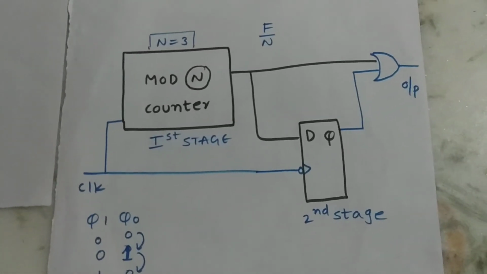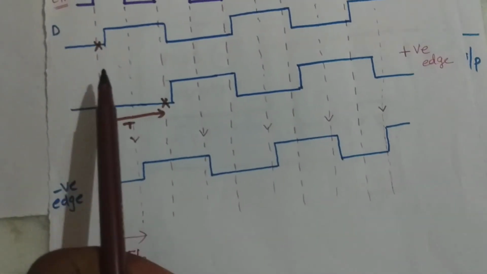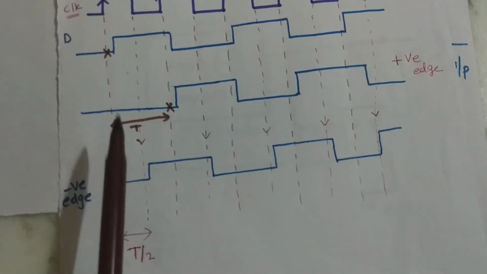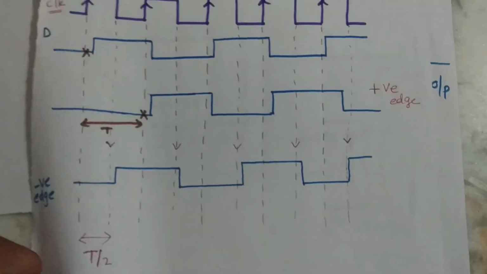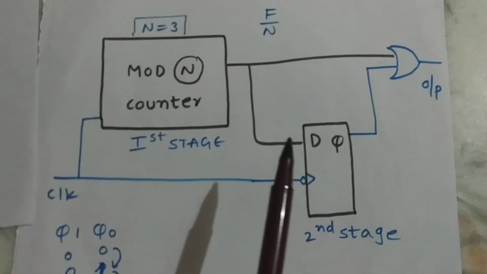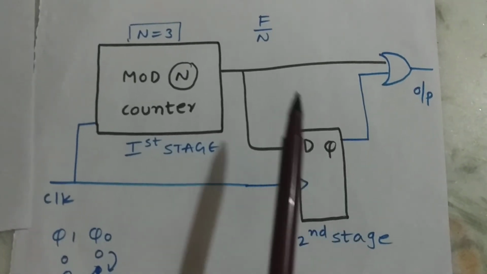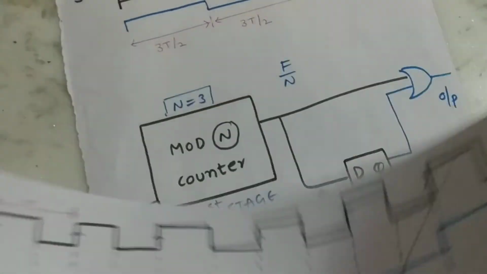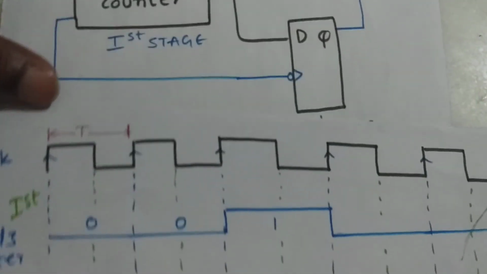Whenever we pass through a flop and it's a negative edge, the delay between the input and the output will be T by 2. So now I hope you understood why I said the D flip-flop is so important. So the delay is T by 2 and we are ORing the output. So to get a clear understanding, let us have a look at the waveforms.